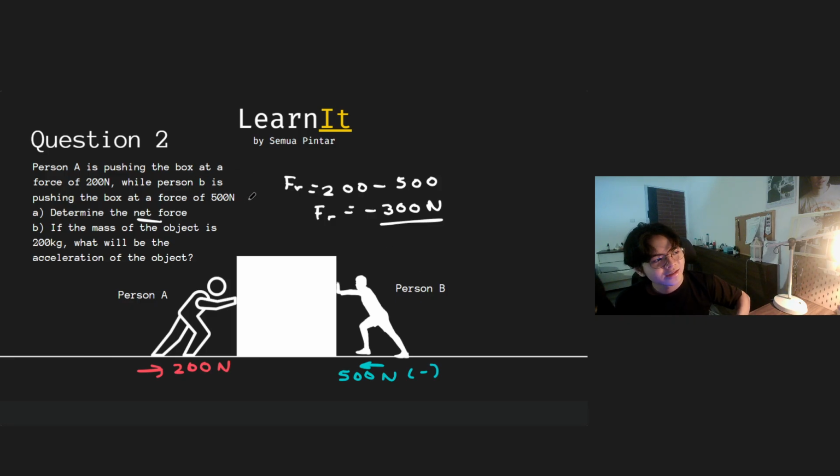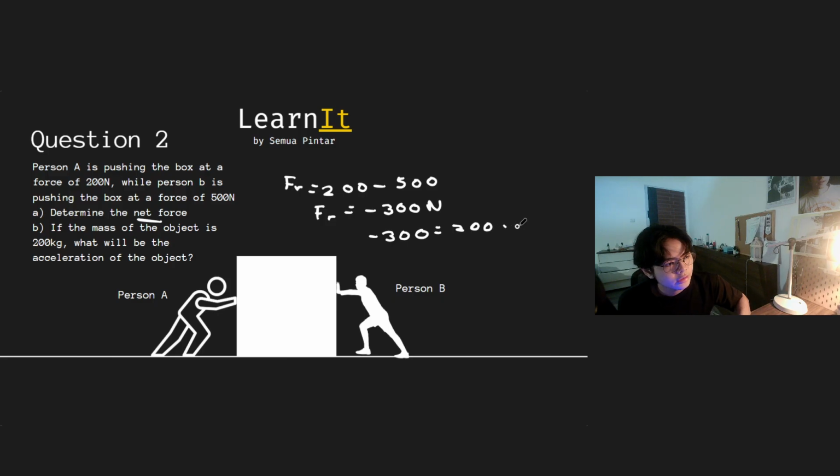Oh, sorry, that's B. I forgot. Next one: if the mass of the object is 200 kilograms, what will be the acceleration of the object? So negative 300 is equal to 200 times acceleration. And the acceleration will be negative 300 over 200. Okay? So that would be negative 3 over 2, negative 1.5.